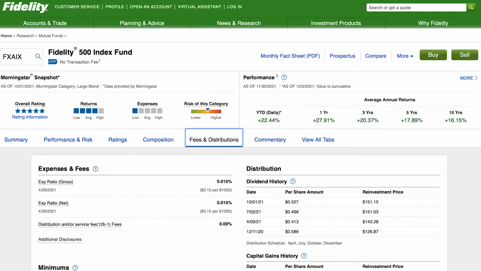And if you're sure that this is what you want and you already have a Fidelity account, you can actually just go ahead and start buying here.